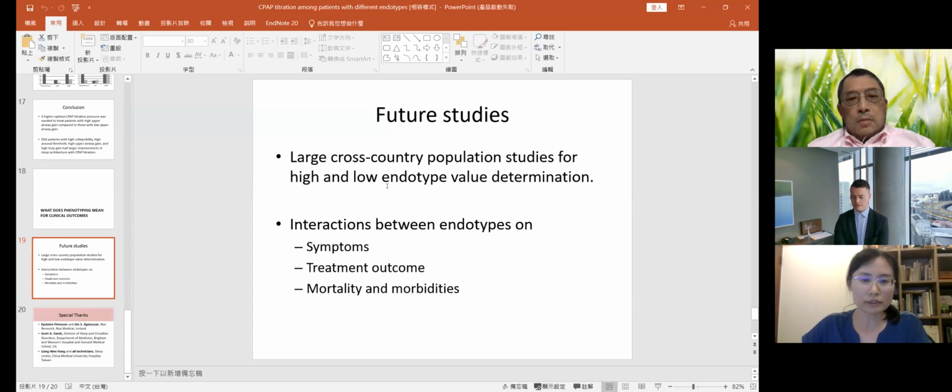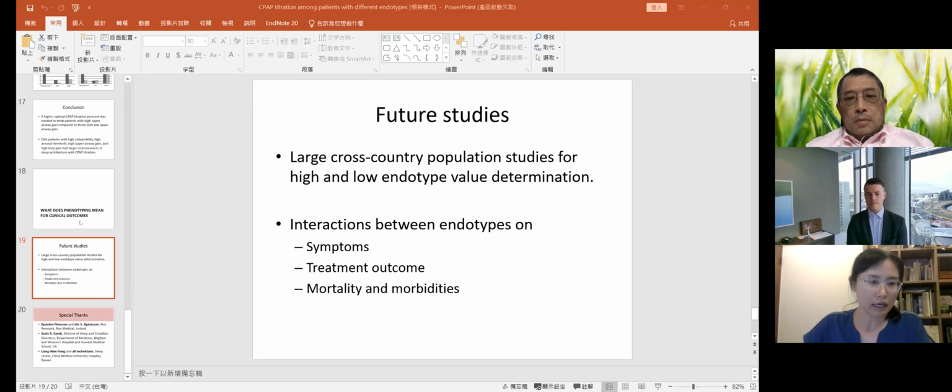Okay, we found that we would need large cross-country population studies, both in different ethnic groups in Asia and in Europe. We would like to know what the distribution is, and then we can define what is a high endophenotype value and what is a low endophenotype value. Because now we still have quite a small sample. We can't say, for example, how high is a high arousal threshold? Should it be 150% of eupnea or 100 or 120%? We don't know yet. We will need a big sample study to tell us this.